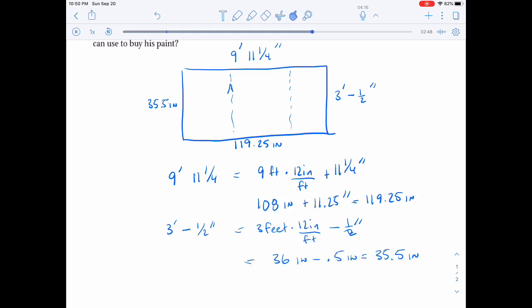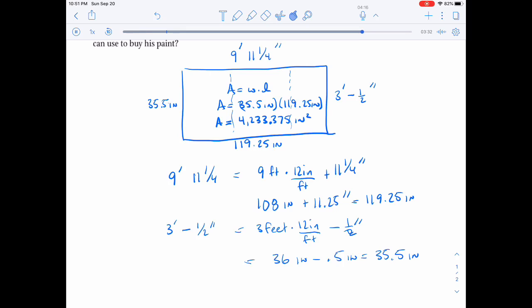Now our area is equivalent to width times length. So let's do a little substitution here. For our width, we have 35.5 inches. And we're going to multiply that by our length of 119.25 inches. So our area is going to equal 4,233.375 inches squared. Now, that's not the best of all units to use, so let's go ahead and convert that to feet squared.